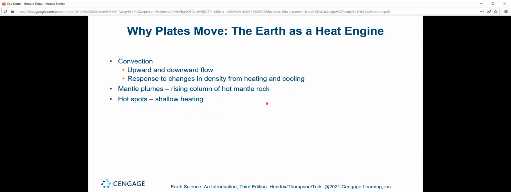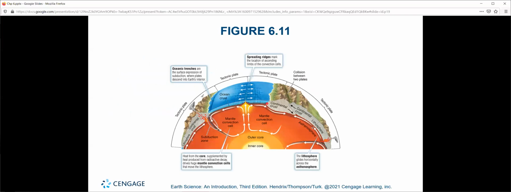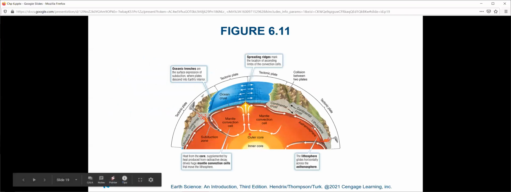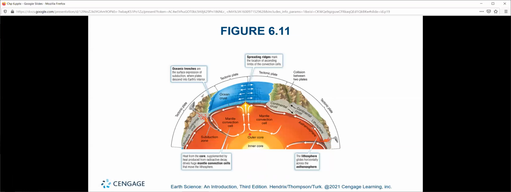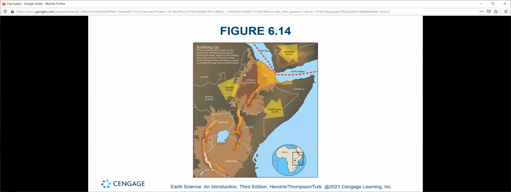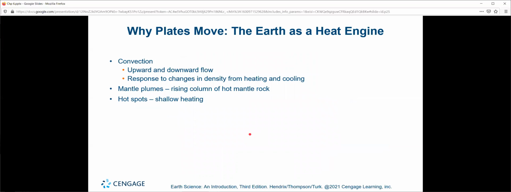So, why do plates move? Why is all this happening? We talked a lot about this picture, about this convection cell. I discussed a lot about the idea of picture a boiling pot of water, some macaroni on it, that all the macaroni is moving. Well, where's the heat coming from? In order for the water to roll and boil, you need a heat source, the stovetop, right? Well, that's where convection comes in. Convection we define as upward and downward flow, and is a response to changes in density from heating and cooling.